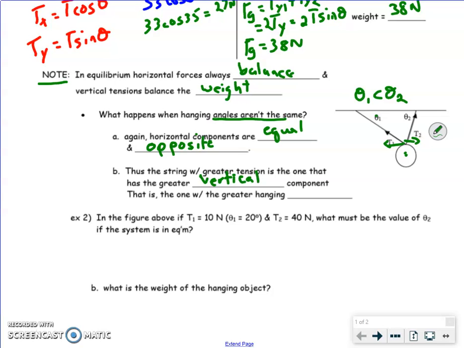And what we can understand is the one with the greater hanging angle is the one with the greater vertical component. So when I go to draw these, I've already drawn this vector smaller than this vector because I know that because it has a smaller angle, it has a smaller tension. And so now I can see that if I draw the y components, this Ty2 is greater than Ty1. And the way you can understand it conceptually is this string is just supporting more of the weight because it's more vertical.